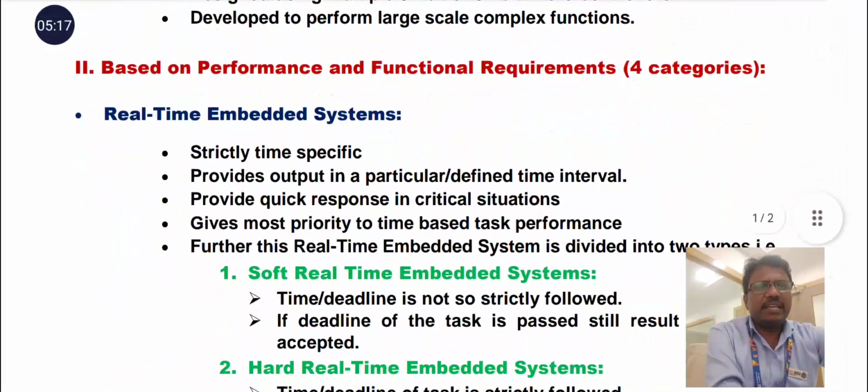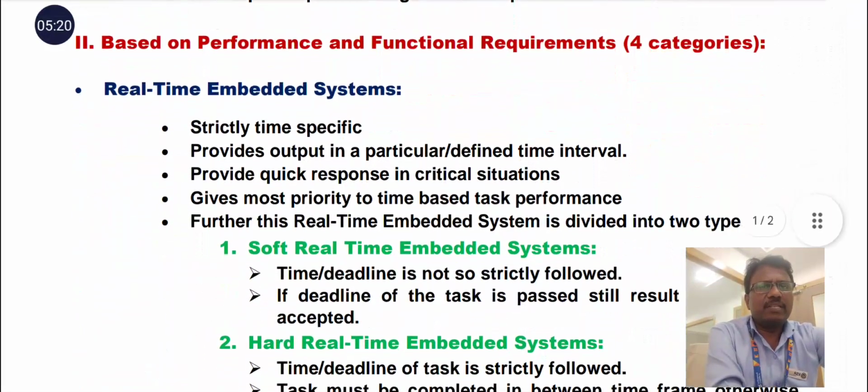Next, the second main category is based on performance and functional requirements. So there are four categories in these types of embedded system. This classification is based on how the embedded system performs its task and the functional requirements of the application. There are four categories: real-time embedded system, standalone embedded system, networked embedded system, mobile embedded system. Let us discuss each category in detail.